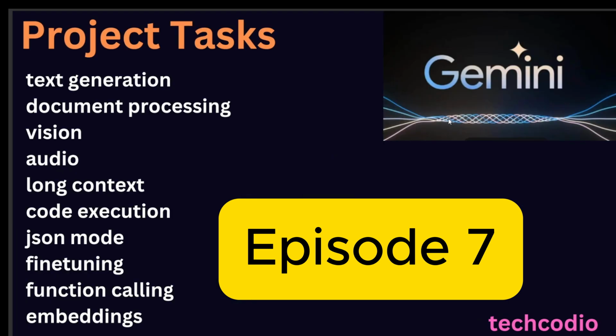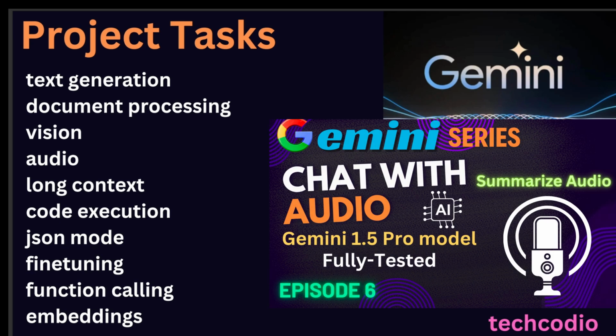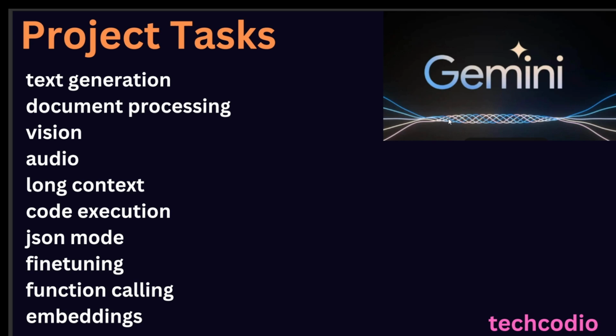So coming to the project task, we have done project text generation, document processing. In the vision we did 2 projects, image and video, and then in the last video we did a project on audio. In that audio, the project name is audio to text. So if you haven't watched this video, please go and watch it out. In this video, when you give an audio, you can ask questions to the audio directly. The model will give you the response from the audio file that you have uploaded.